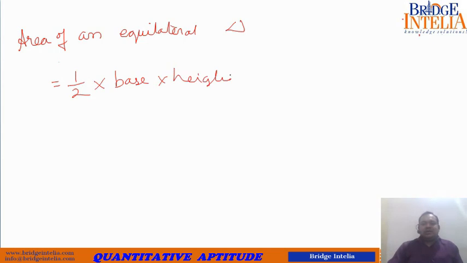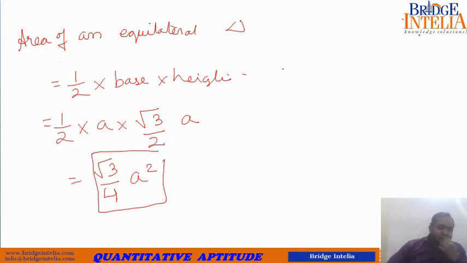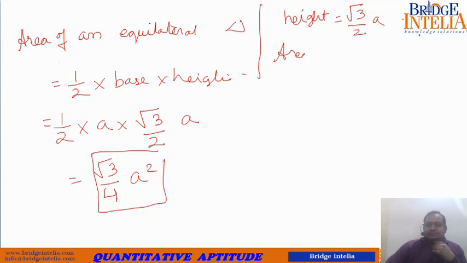So base is what? A. Height we just saw, root 3 by 2 times of a. So this is what? Root 3 by 4 a square. So this can also be used as a ready-made formula. So two formulas in case of an equilateral triangle. One is for height. So you can use these two formulas as ready-made: root 3 by 2a, and then area, root 3 by 4 a square.